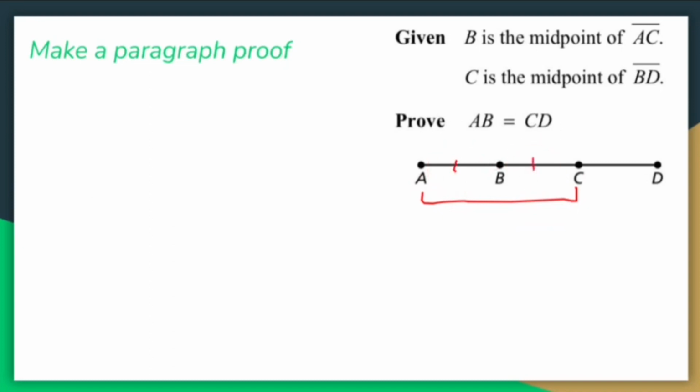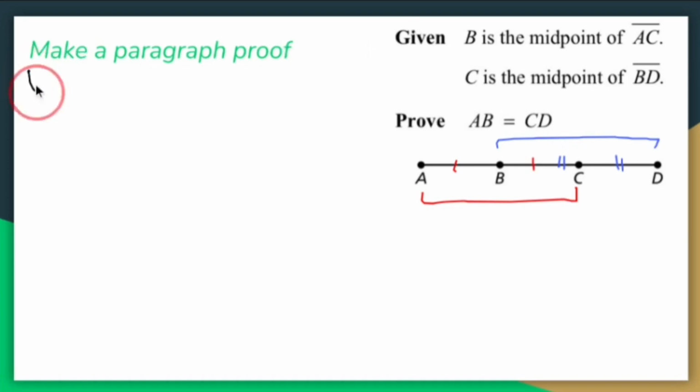Okay, what else do we know? We know that C is the midpoint of BD, which means that is going to happen by definition of midpoint. And so by using this, I need to show that AB is congruent to CD. So probably a lot of segment addition postulate stuff, probably a lot of this guy's congruent to that guy stuff. And we have to put it in a paragraph using sentences and stuff like that.